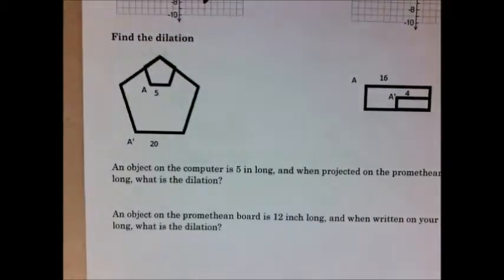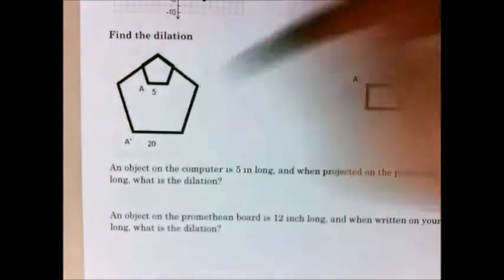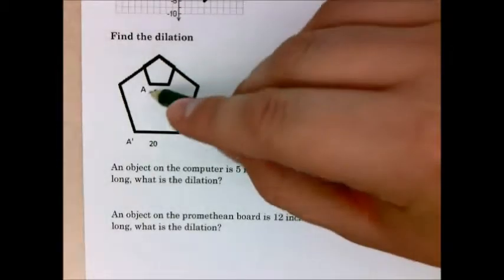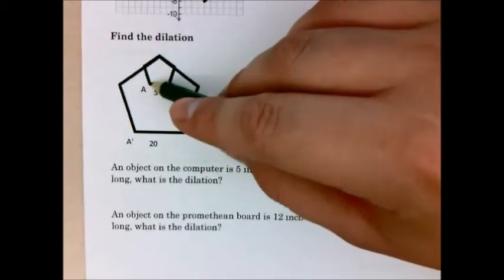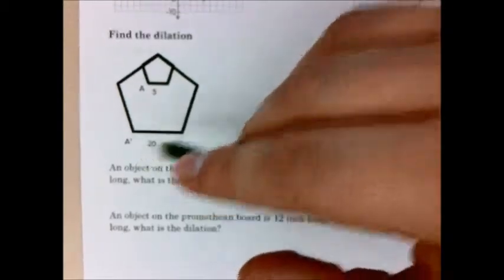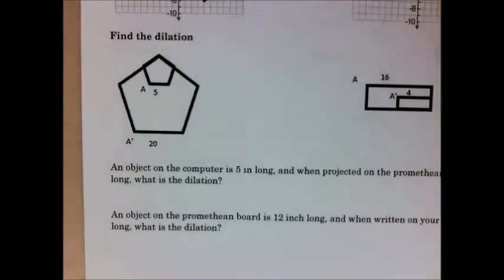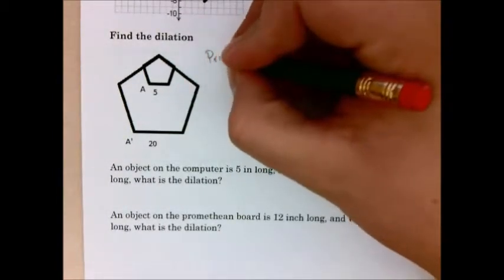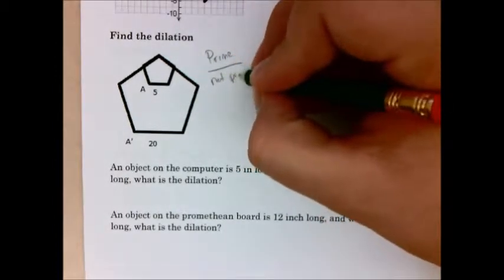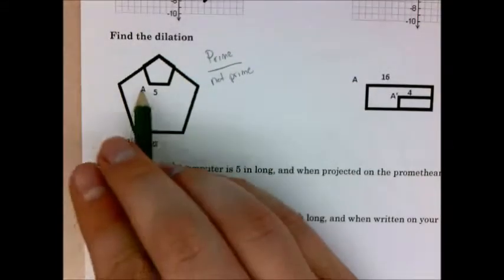Now the next part, all right, asks you to find the dilation. Well, right here you see A and you see A prime. So essentially what you're trying to do is figure out, did it get smaller or bigger? A, the thing without the little tick mark, is the original, and A prime is the image. So it went from A to A prime, meaning it got bigger. This is what you should always do: you should always take the prime and divide it by the not prime. So the thing with the tick mark divided by the thing without the tick mark.